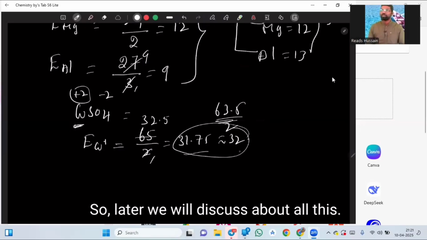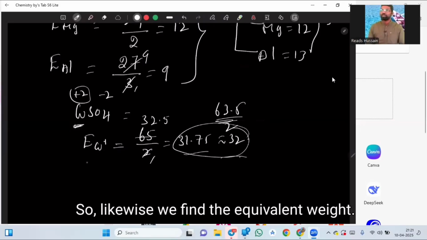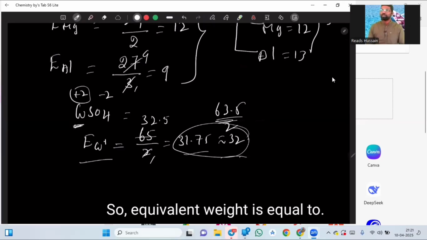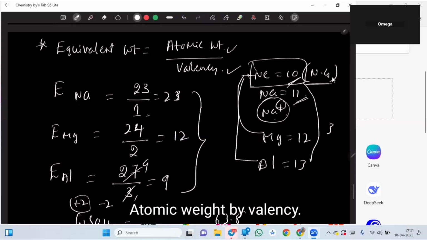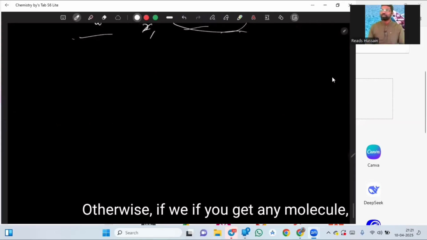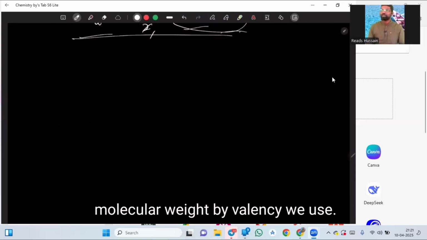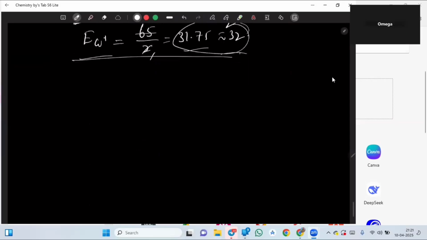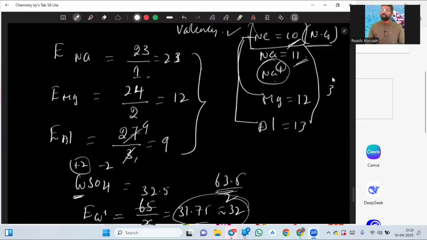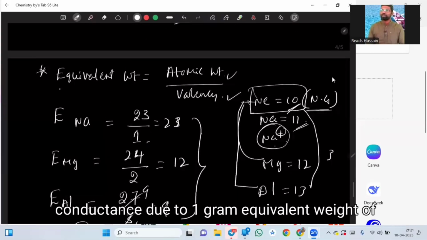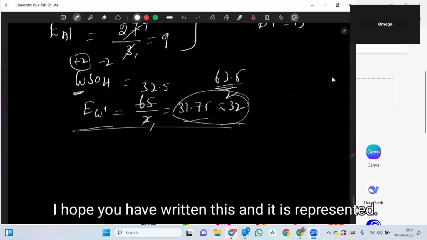Later we'll discuss all this. Likewise we find equivalent weight. Equivalent weight is equal to atomic weight by valency. Otherwise, if you get a molecular weight, we use molecular weight by valency. Now, equivalent conductance. Equivalent conductance means the conductance due to 1 gram equivalent weight of the substance. I hope you have written this.